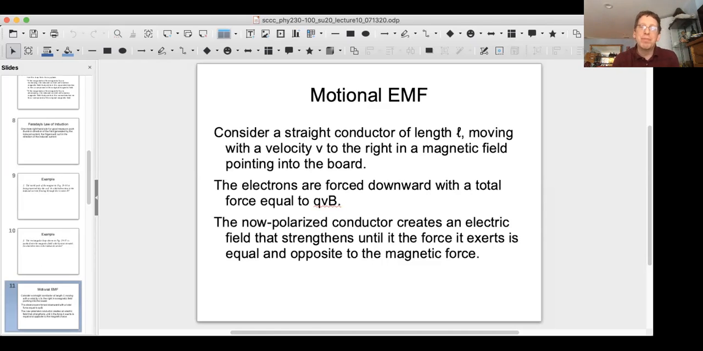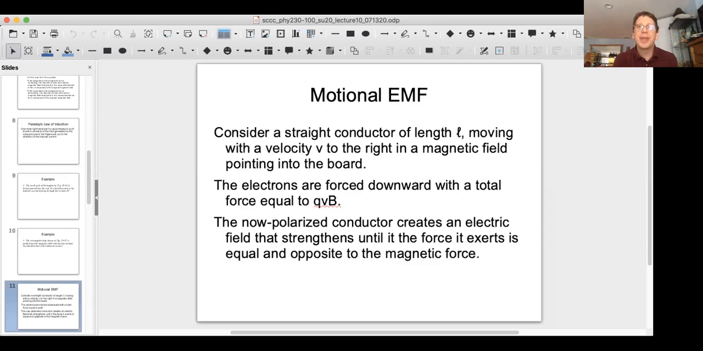And that brings us to motional EMF. So if you have a conducting object moving in a magnetic field, the electrons will be forced to one end of the conductor. So that conductor will have a negative side, and the side where the electrons have left, where there's a shortage of electrons, is going to have a positive side. So you're effectively creating a positive terminal and a negative terminal with a potential difference between them.